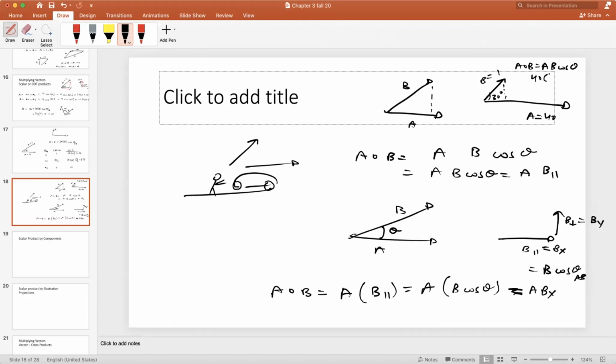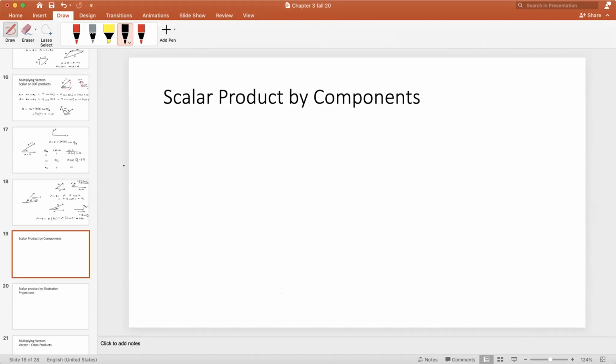This would be 40 times 1 times cos of 30. And cosine of 30 is root 3 over 2. That would be 20 times root 3. You could do that on your calculator. All well and good. The point being that you're just multiplying the parts that are parallel. There's a better way to see that though. And that's the scalar product by components.